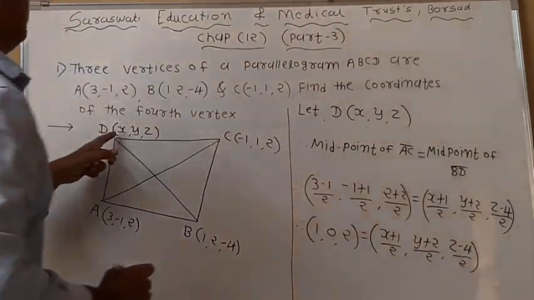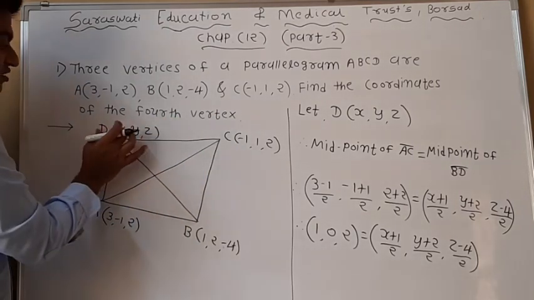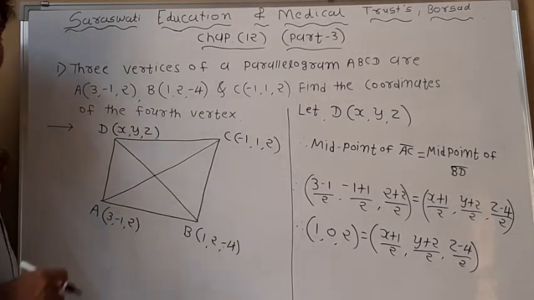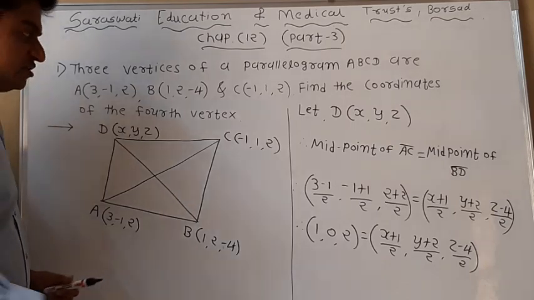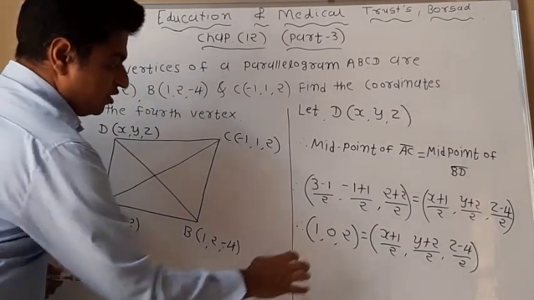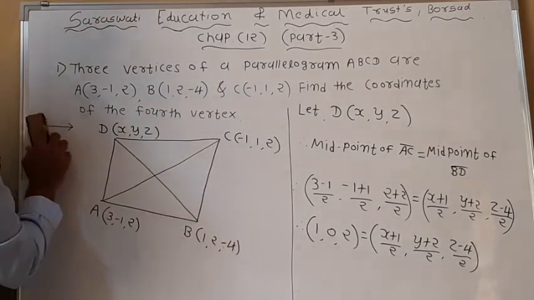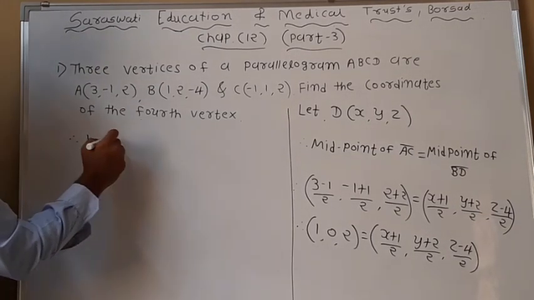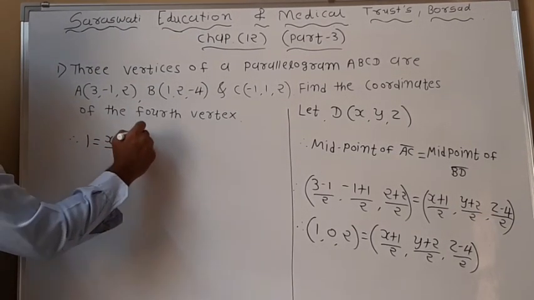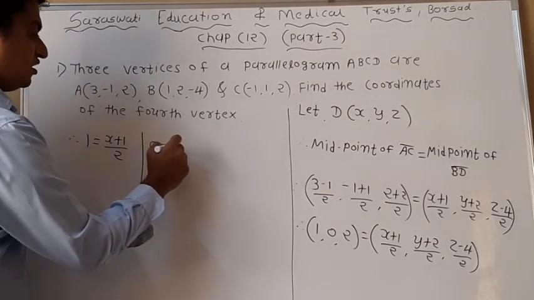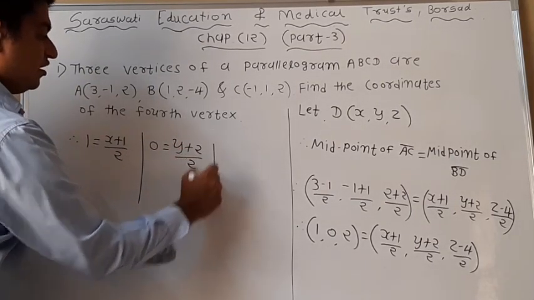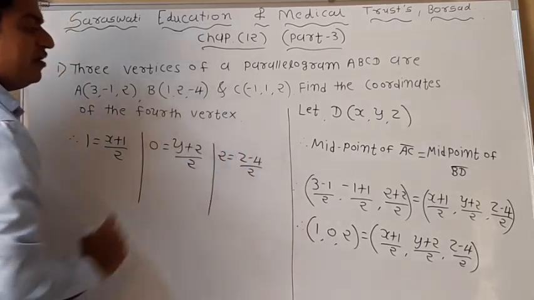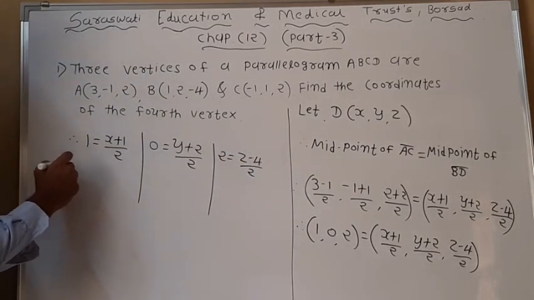Our question is to find the fourth coordinate. So we consider the fourth coordinate D as x, y, z in brackets. That means we find the values of x, y and z. So now compare 1 with x plus 1 divided by 2. Therefore 1 is equal to x plus 1 divided by 2, 0 is equal to y plus 2 divided by 2, and 2 is equal to z minus 4 divided by 2. Now simplify these terms.